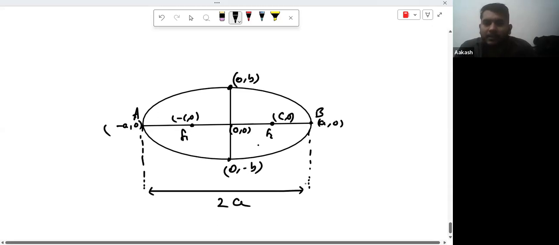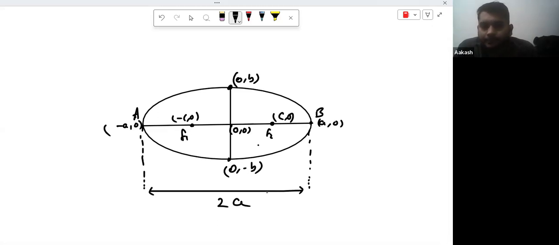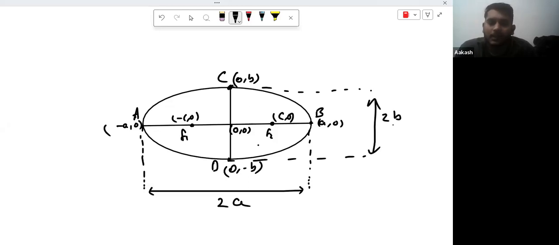Is it clear how we got 2A? Yes. Okay. So tell me what is the length of the minor axis? Suppose this is C and D, 2B. Very good. So the length of the major axis is 2A, the length of the minor axis is 2B. Please note it down. Let's name this G and H because then C will be confusing.